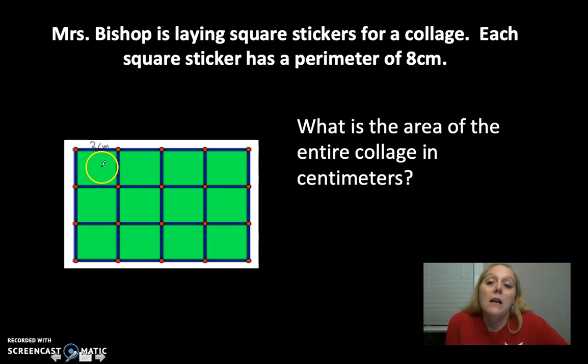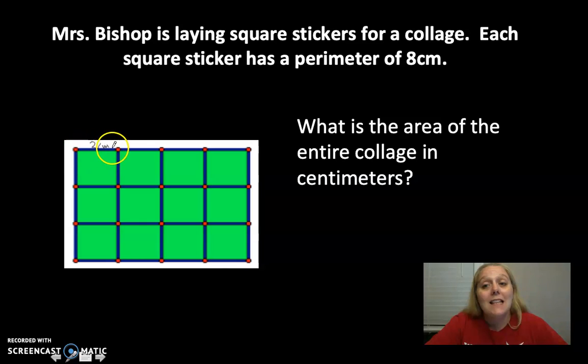So it's easy to say, okay, well, the area has to be 1, 2, 3, 4, 5, 6, 7, 8, 9, 10, 11, 12 square units, okay? And that would be a good answer if this side was four centimeters and this side was 3 centimeters. But we got information from the last problem that told us that one of the sides for each square sticker was 2 centimeters.